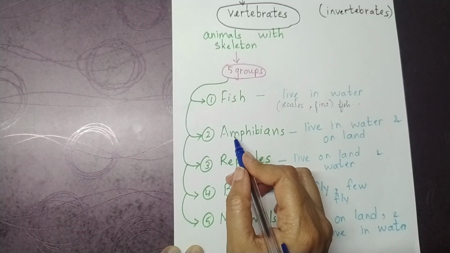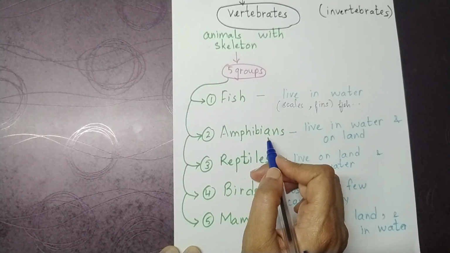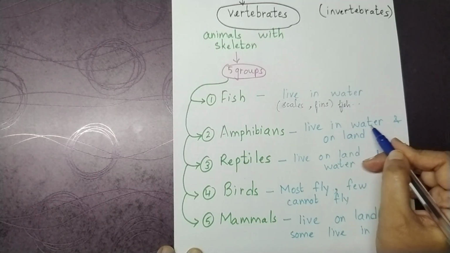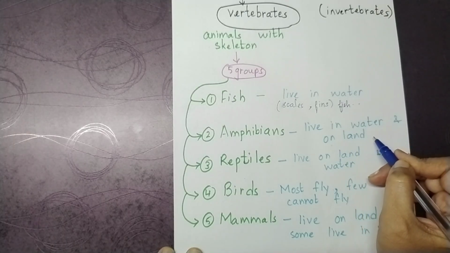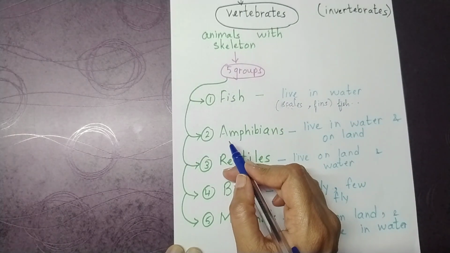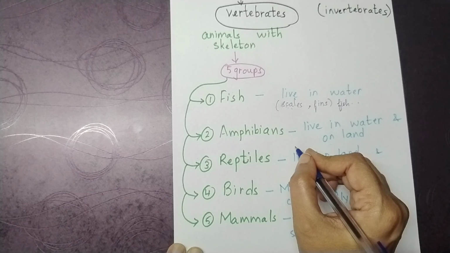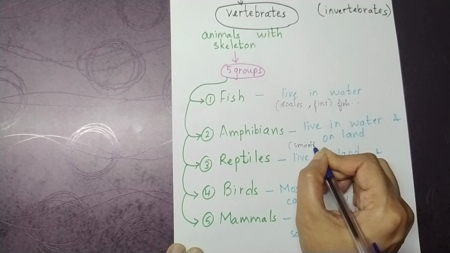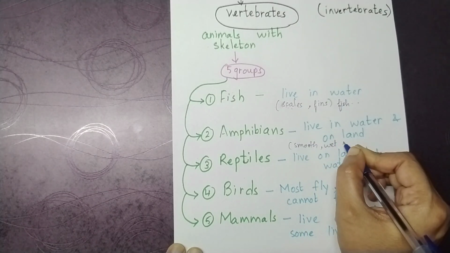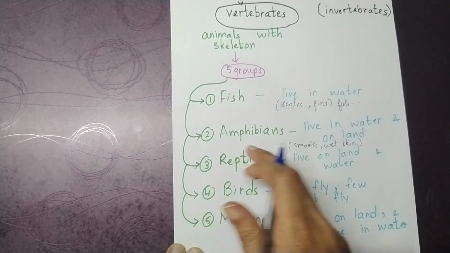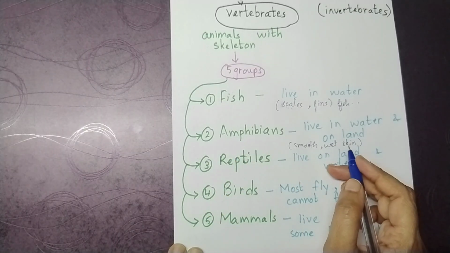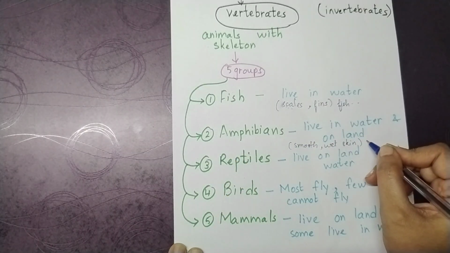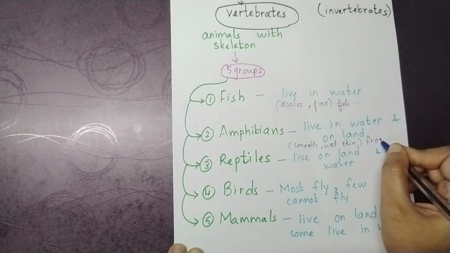Now second comes amphibians. Amphibians live in water and on land as well. Amphibians have smooth, wet skin. Okay, so amphibians have smooth and wet skin, and a classic example of an amphibian, I think we all know, is the frog.